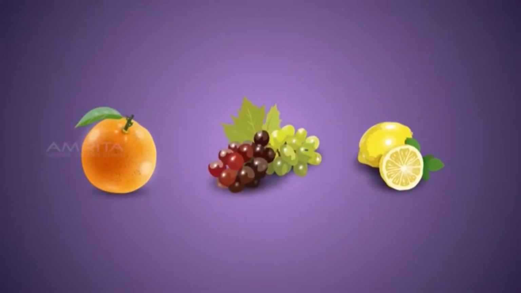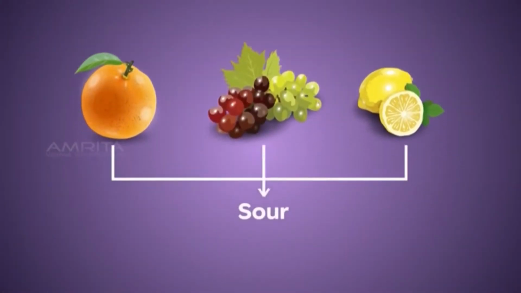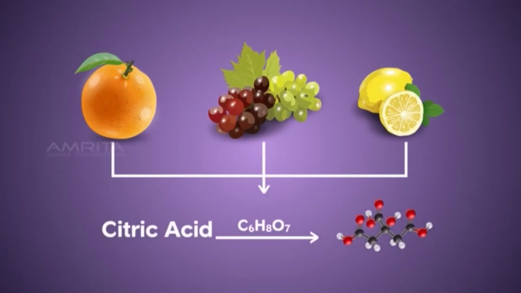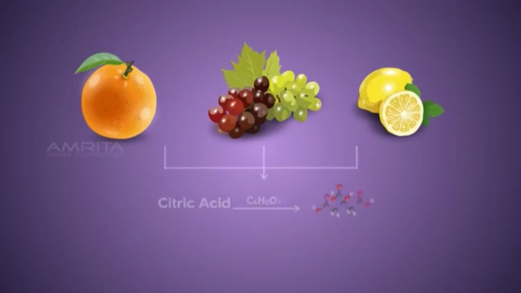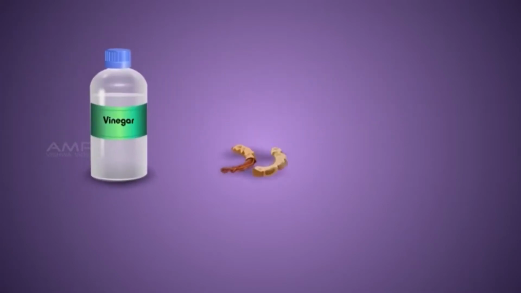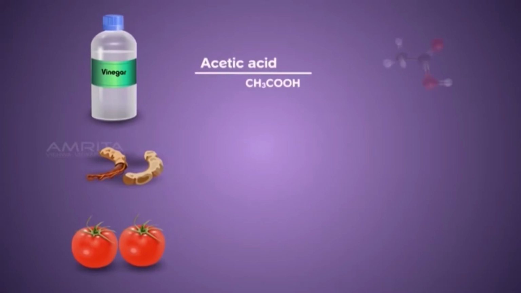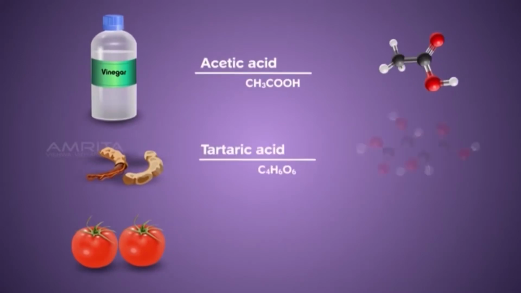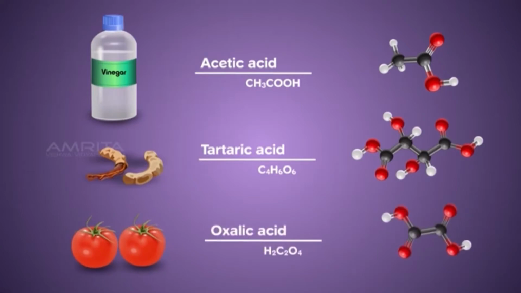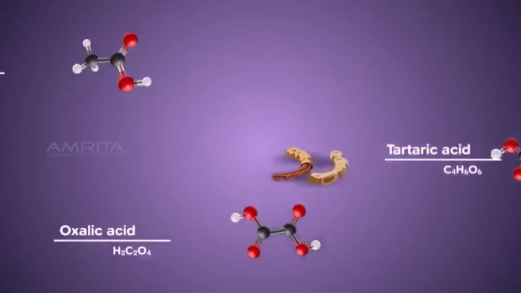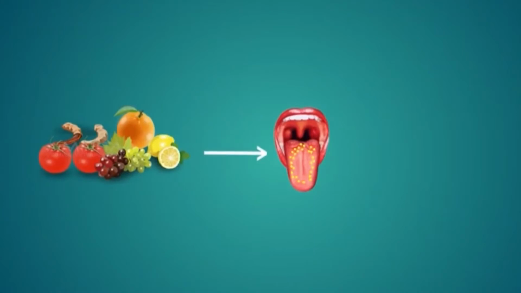Citrus fruits such as oranges, lemons and grapes are sour. These fruits taste sour due to the presence of acids. These acids are also found in foods such as vinegar, tamarind and tomatoes. For example, vinegar contains acetic acid, tamarind contains tartaric acid and tomatoes contain oxalic acid. Acids can usually be identified as sour-tasting substances.